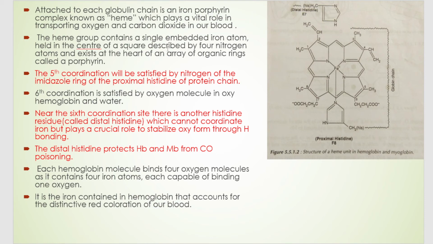And then the heme group contains an iron atom that is present in the center of the porphyrin ring, and there the iron is coordinated to four nitrogen atoms of the porphyrin ring. Who satisfies the fifth coordination? The fifth coordination is satisfied by the imidazole ring of the proximal histidine of the protein chain.